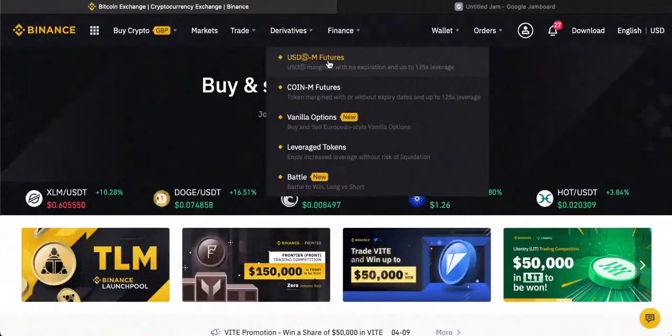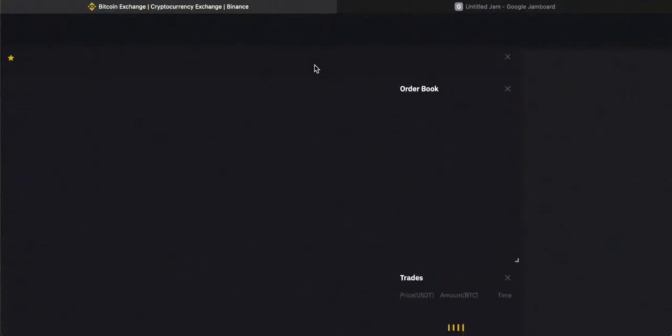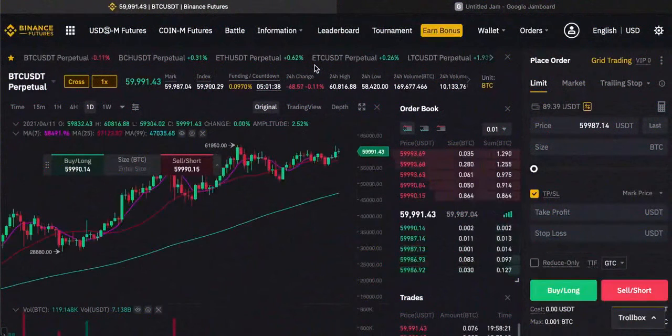But you can either use US dollar stablecoin futures or coin futures. It doesn't really matter because you're going through to the same place. So I'm just going to click on US dollar stablecoin futures, and then it's going to take us right through to the Binance futures trading page.